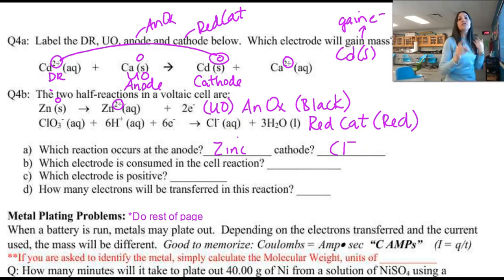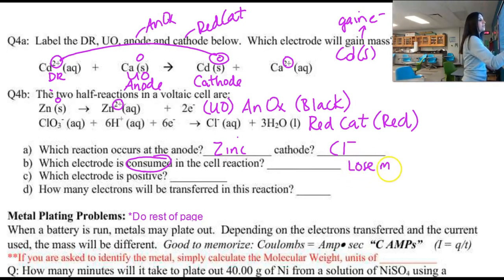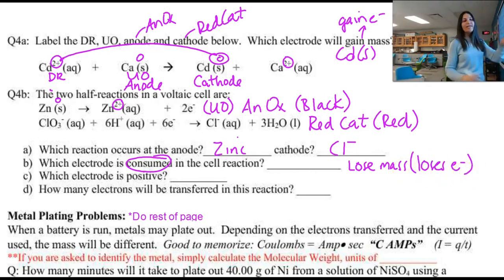Which electrode is consumed? This word consumed is the same thing as saying that it is actually being used up, eaten away, or losing mass. So when they say losing mass or consumed, we're looking for the one that loses electrons. And what do we say about that? LEO. Write these things down so that you don't mess it up. So we're looking for our LEO, which means the oxidation site. That would be our zinc solid.